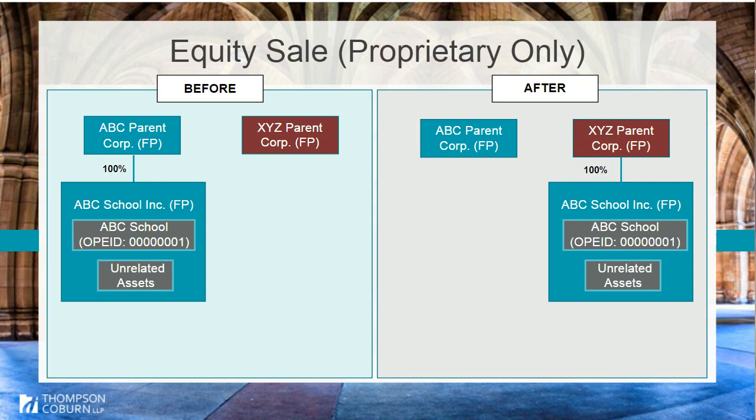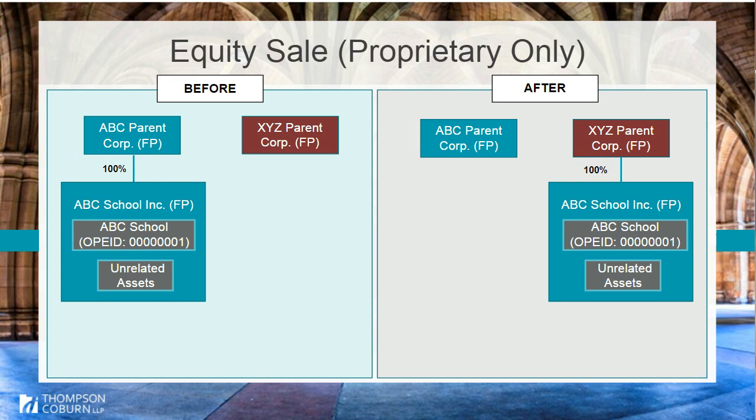And ABC right now owns 100% of ABC School, Inc. So there are two legal entities over there, right? And one is a wholly owned subsidiary of the other. And ABC School, Inc. inside of it has ABC School. So that's the regulated entity, you know, all the assets that comprise the school. So XYZ, right, instead of acquiring those assets, it's just going to acquire the stock to ABC School, Inc. It's going to buy 100%, it's going to acquire 100% of the stock.